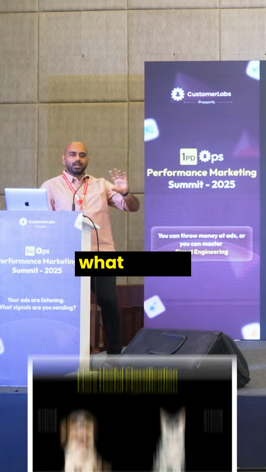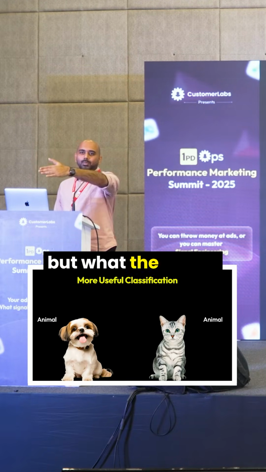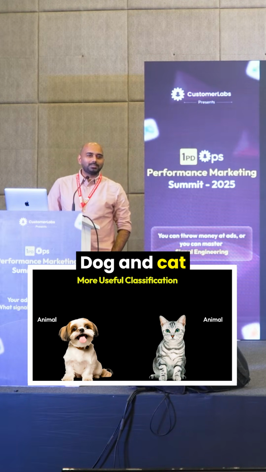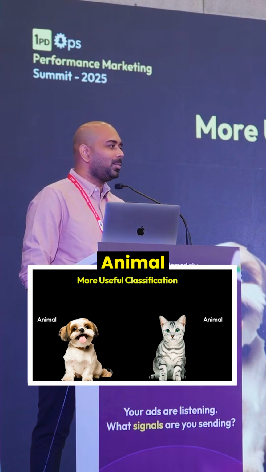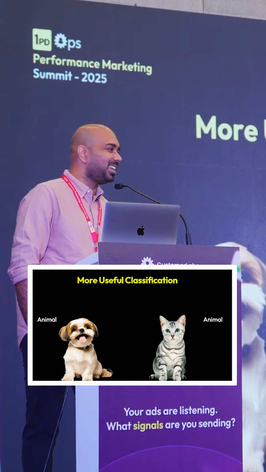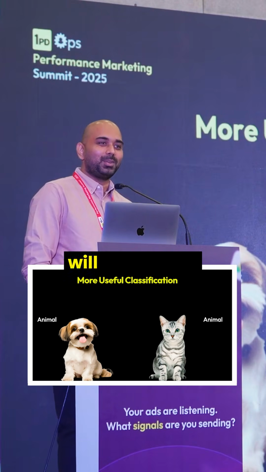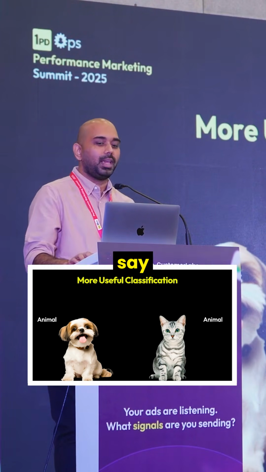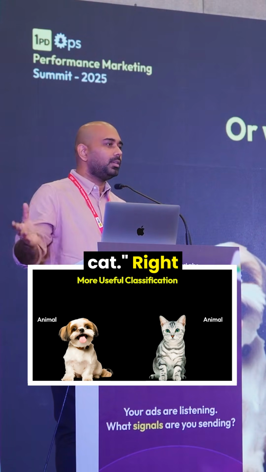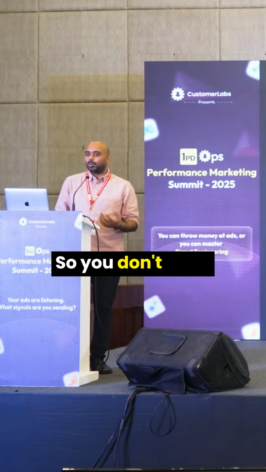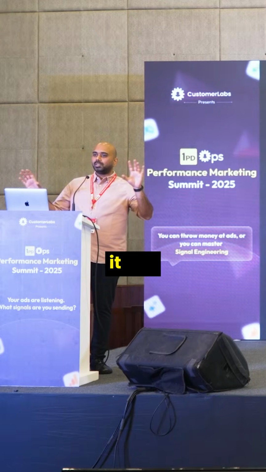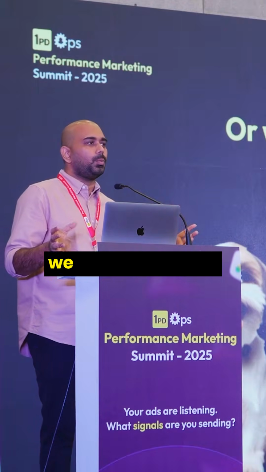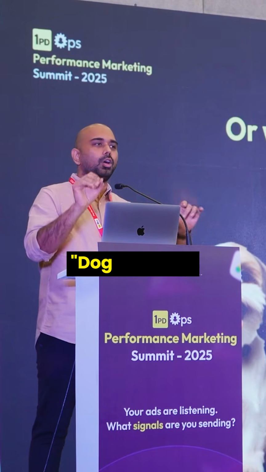Now, what ideally you would say, but what the model is going to say. What would be your answer? Dog and cat. Okay. Anything else? Animal. Are you a machine? So the machine will go and say it's animal. But a human would say it's dog and cat. Right? That's exactly what we want. So you don't want, when you show two different animals, for it to say animal. That doesn't make sense. It makes sense at a top level, but ideally what we want is for the machine to say dog and cat.